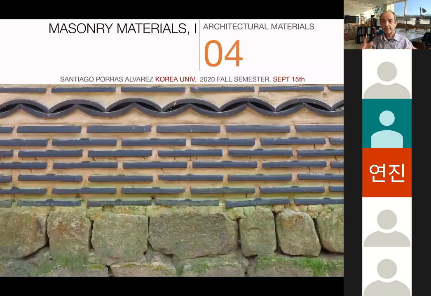So today we start with our overview of the construction materials, and we will start with the most primitive, one of the most basic materials we have used from ever. This is masonry. In the photo, you have a Korean traditional wall. I took that photo in, I think, Bulgoksa last summer.